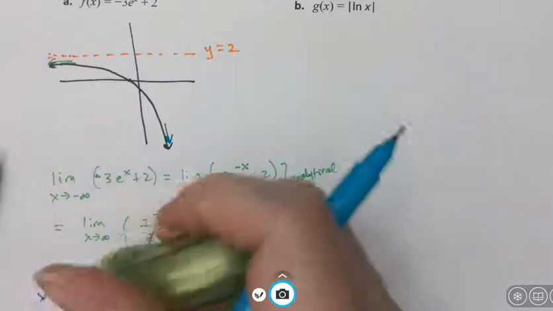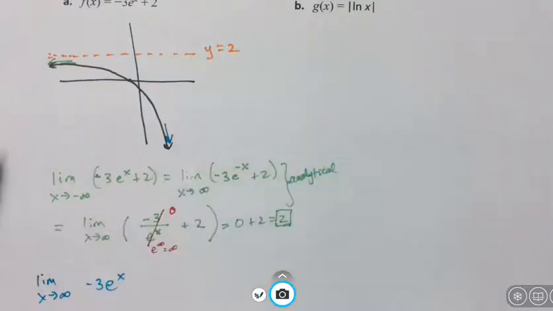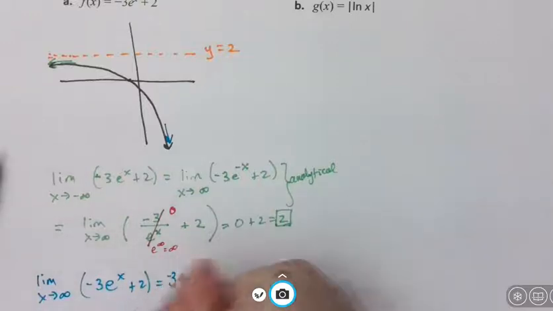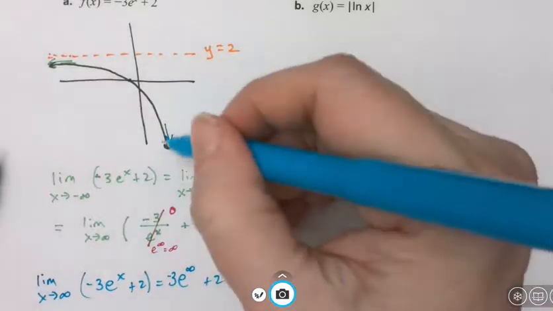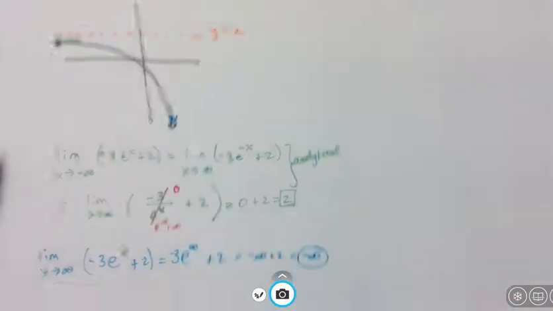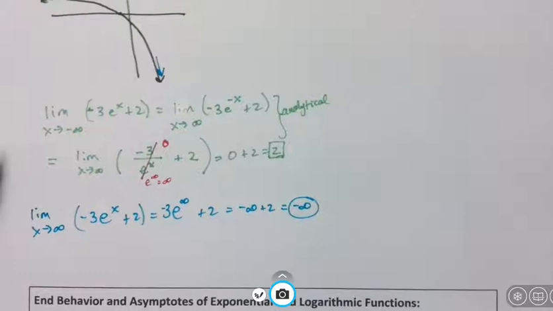sorry about that blob there, plus 2 would just be negative 3 e to the infinity plus 2, but negative 3 times infinity would be negative infinity plus 2, which is negative infinity. So sure enough, that one's going down to no man's land, going to negative infinity.